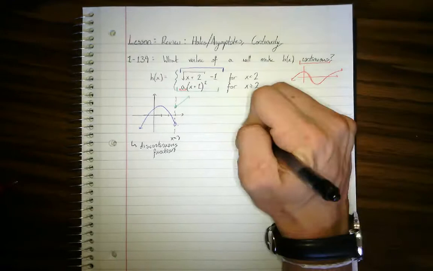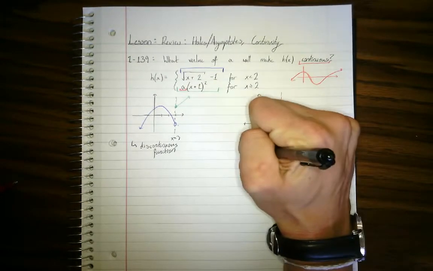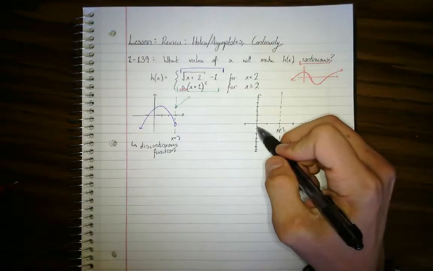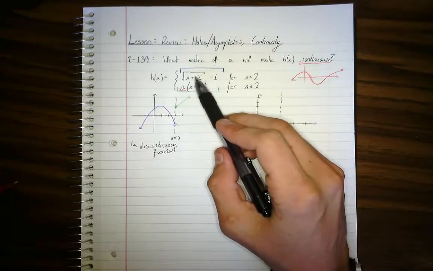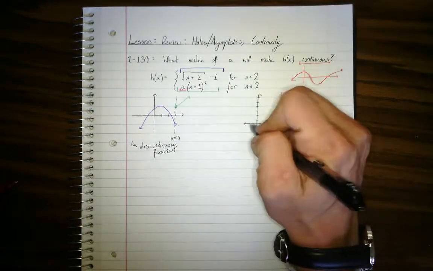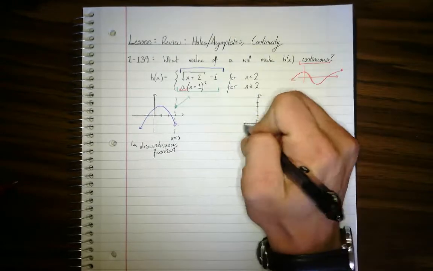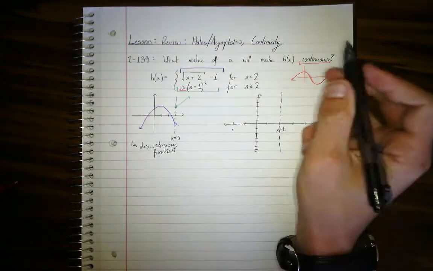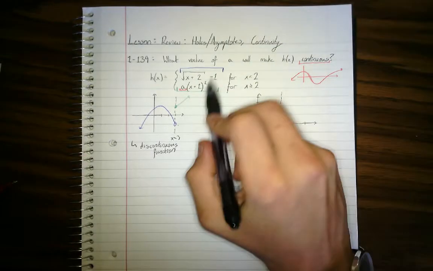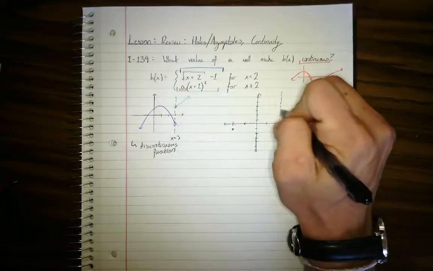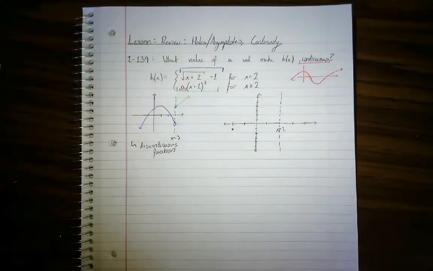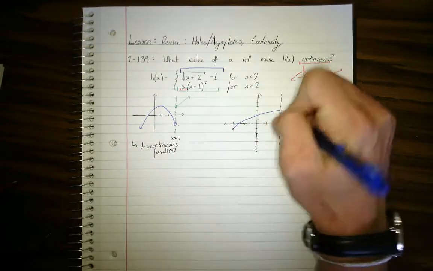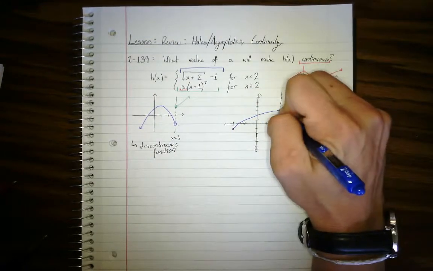So just remembering our shifts and graphs and all that fun stuff, we know that our square root function looks like this, but we have to shift it to the left 2 units and down 1 unit. So to the left 2 units, down 1 unit. And so our first function is going to look a little bit like this. It's just a sketch. And then right up to 2, it's going to look like this.